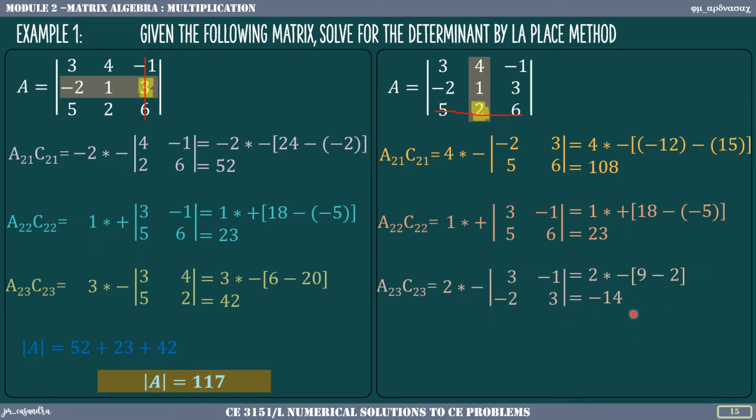So adding them up, the determinant of matrix A is 108 plus 23 minus 14, which will also give us a value of 117. So this proves that any column or any row that we use for the Laplace method will give us the same value.